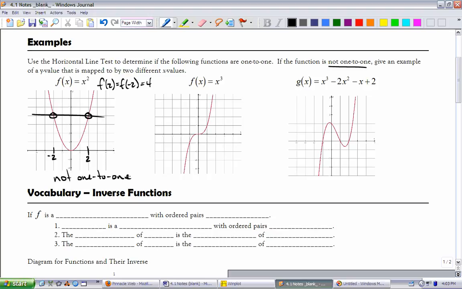Okay. Next, x cubed. X cubed is one-to-one because anywhere I draw a horizontal line, I'm only going to intersect the graph in one spot. Okay.